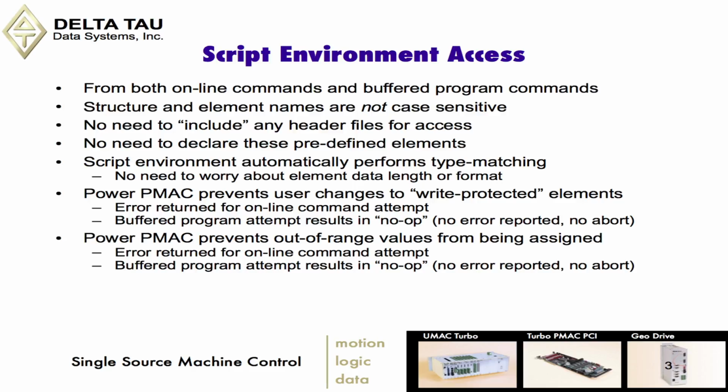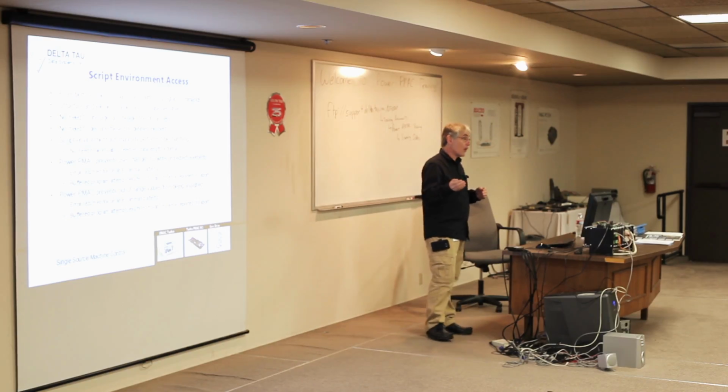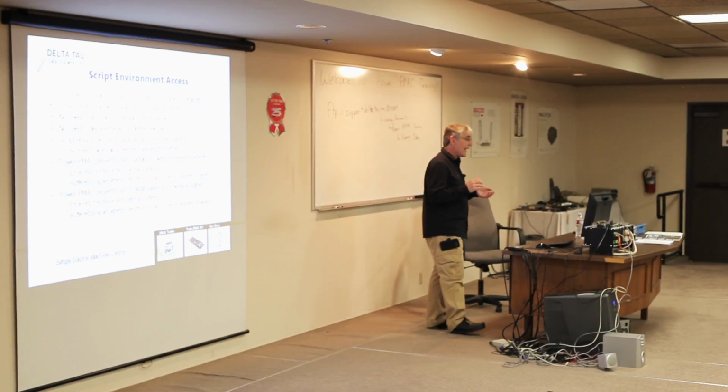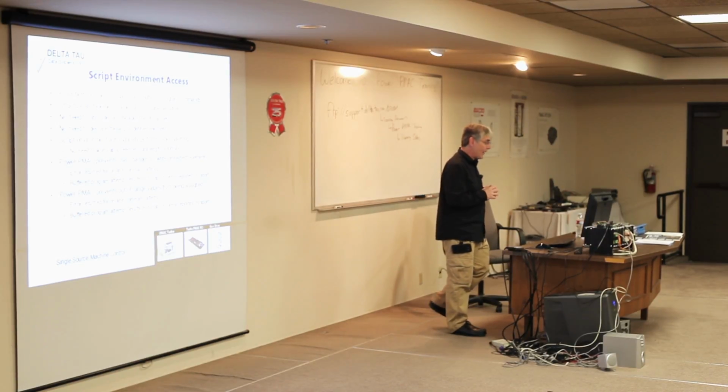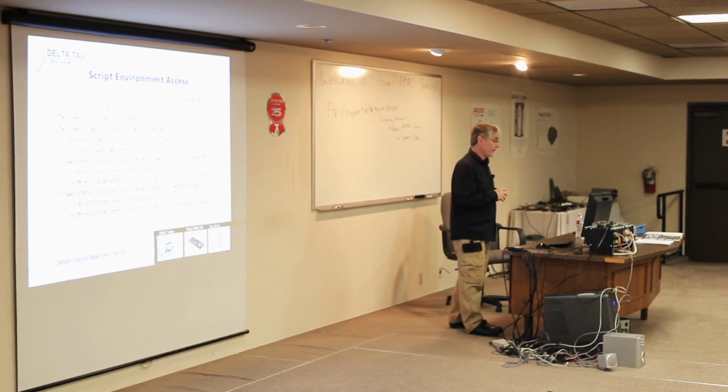Now, many times there are bits of status elements that can tell you if something like this has occurred. We'll talk about those particular occurrences as we find them throughout this class. Power PMAC also prevents out-of-range values from being assigned. So there is an error that's returned for an out-of-range. If this happens inside of a buffered program, it basically just skips it. It's a no-op. No error is reported, so the program won't abort. It just won't do anything.